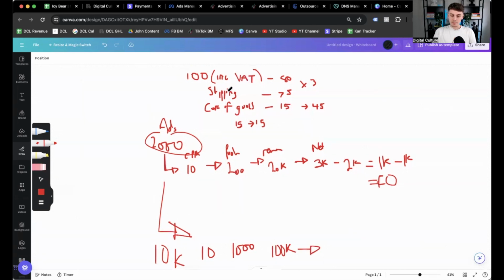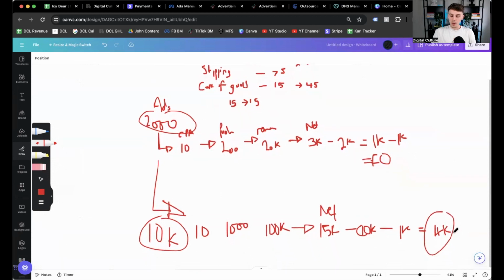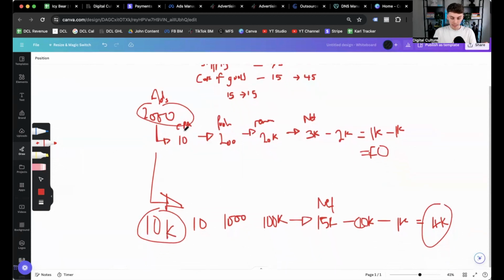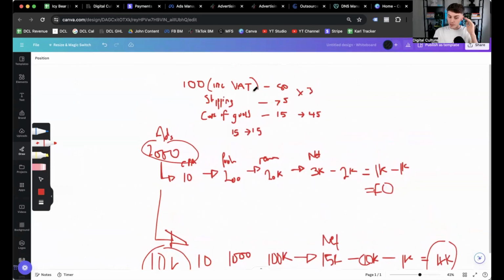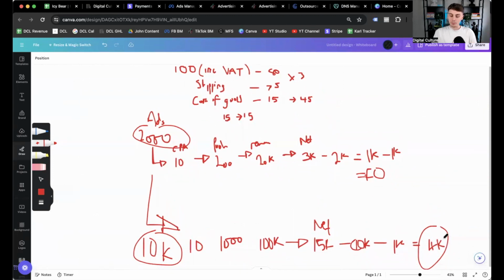minus the VAT, minus the shipping, minus the cost of goods, a 15% profit margin. You're now making 15K in net profit. You minus the 10K of the ad spend, you minus your 1K retainer. Now the client is making a 4K profit. So without changing the performance of your ads, without changing your retainer, without changing the net profit and the margins of the product, which could also be argued could be improved, you're now making a profit.